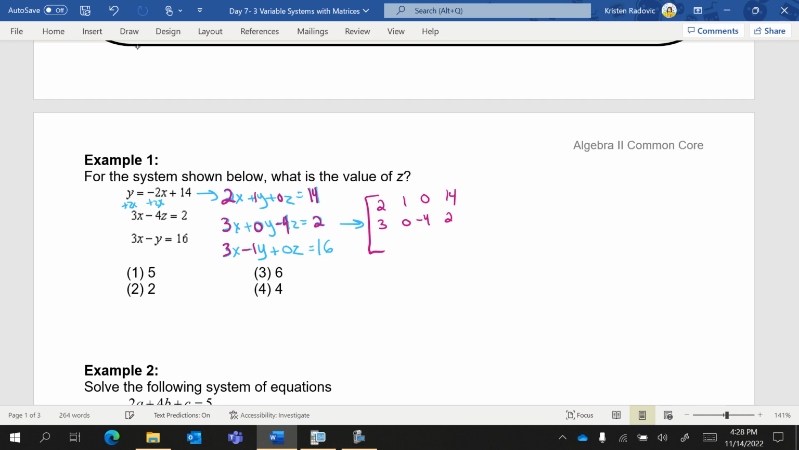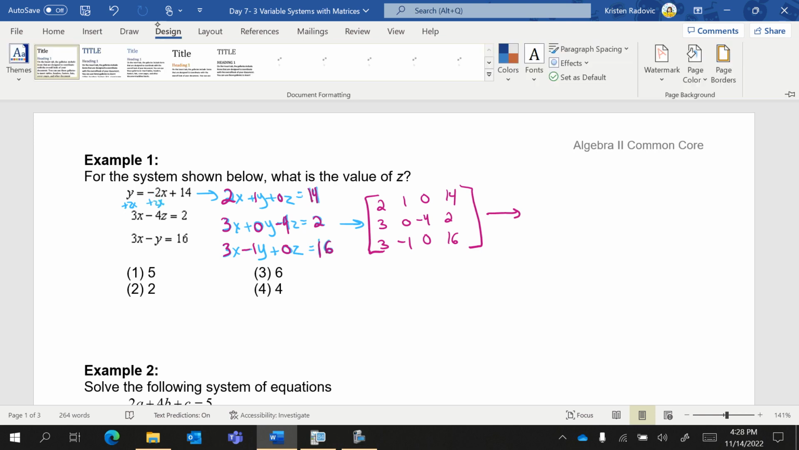3, negative 1, 0, and 16. There we go. I'm going to put this into the calculator, and it's going to give me what my new answers are.